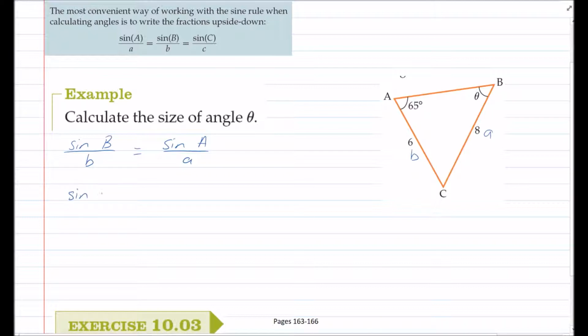So instead of B, I'm going to write theta, which is the unknown angle we are looking for. And instead of little b, we've got 6. And then instead of big A, we've got 65. And then instead of little a, we've got 8. And so solving this for theta, we're going to start by multiplying both sides by 6. So our 6s cancel out on that side, and we're left with sine theta equals 6 sine 65 divided by 8.